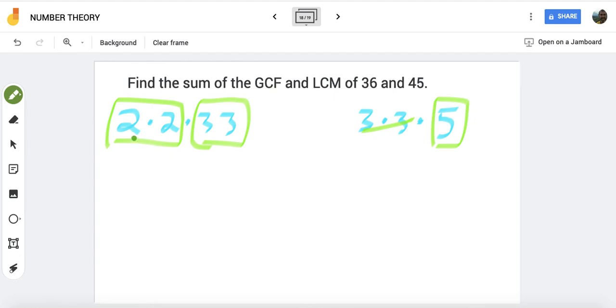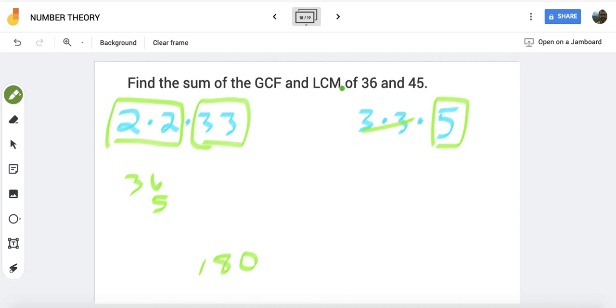I don't know if I can do that quickly. 2 times 3 is 6. 6 times 6 is 36. And 36 times 5 is 150 and 30, so 180. So right now I have 180 is the least common multiple.